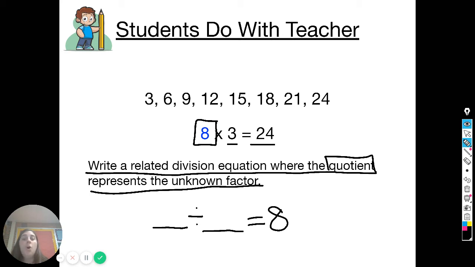Remember, the total or the big number always goes first in division.